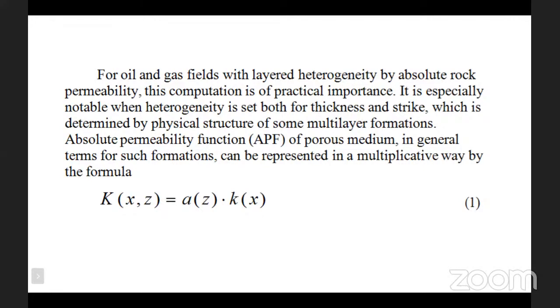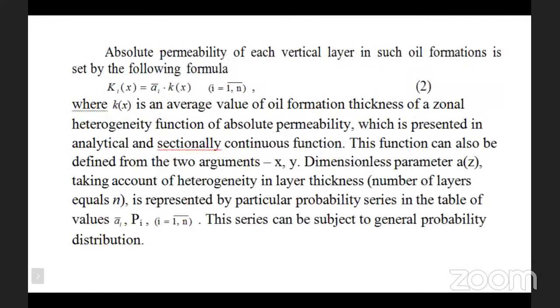The formula is on the screen. Absolute permeability of each vertical layer in such oil formations is set by the following formula, where K of X is an average value of oil formation thickness of a zonal heterogeneity function of absolute permeability, which is presented in analytical and sectionally continuous function. This function can also be defined from the two arguments, x and y.